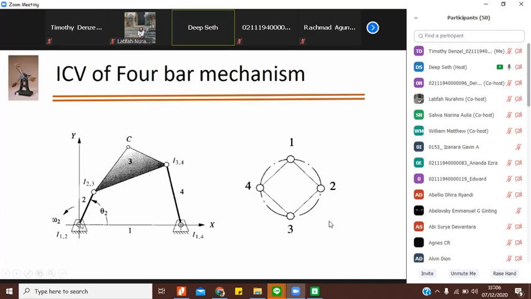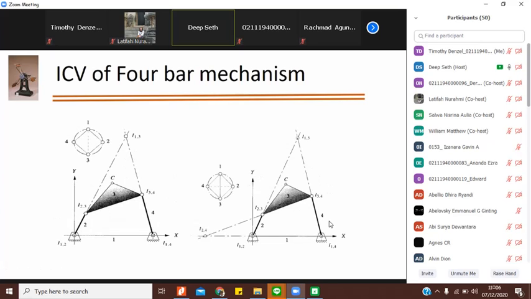So for link 1 and link 2, ICV will be here, I12. Similarly, for link 1 and link 4, ICV is here, I14. For 2 and 3, it's I23, and for 3 and 4, it's I34. Right? So this you have drawn. So what it is showing is that link 1 and 4 are in connection. Link 4 and 3 are in connection. Link 3 and 2 are in connection. And link 2 and 1 are in connection. So it's showing that these instantaneous centers are actually already there in their connections.